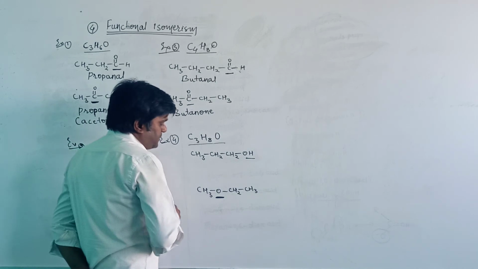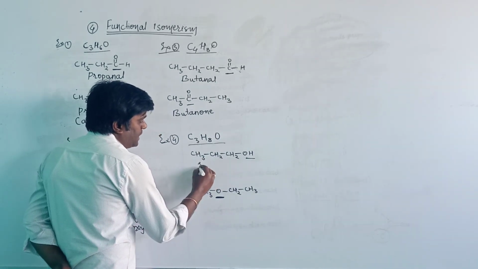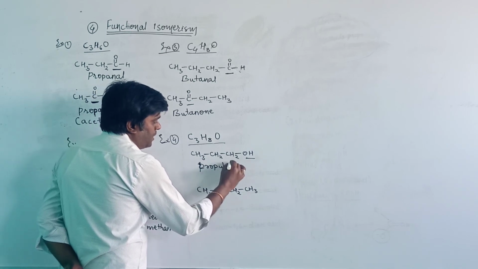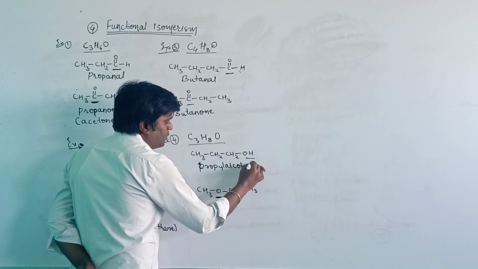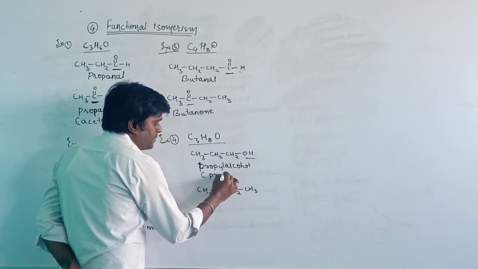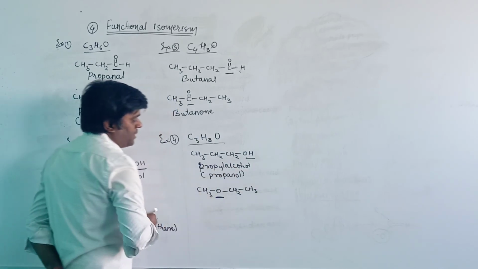Okay. Then the name for this compound is, generally, propyl alcohol. The IUPAC name is, with 3 carbons, propanol. Propanol is the IUPAC name.